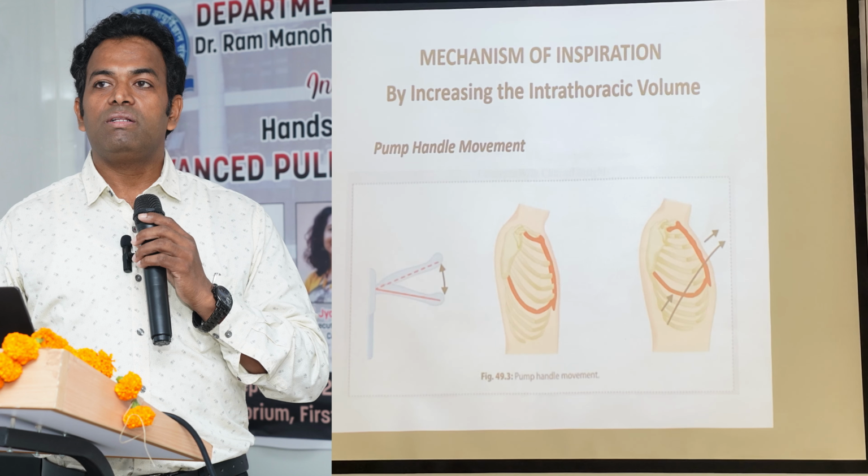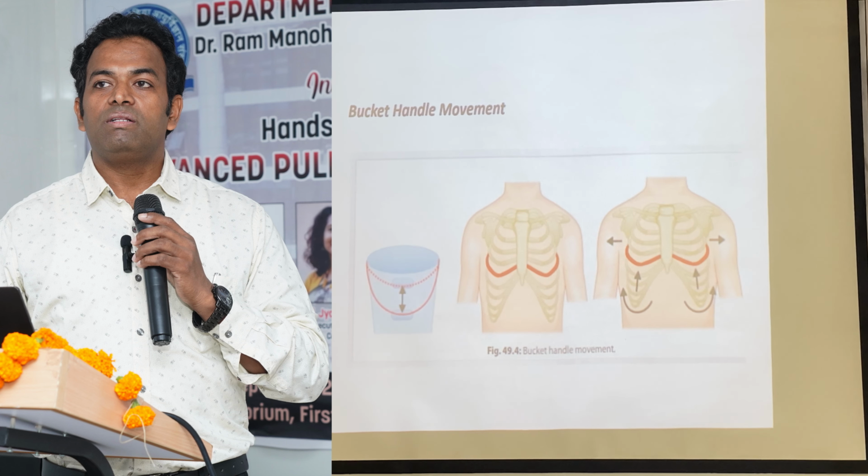Another is the bucket handle movement. This occurs in the 7th to 10th ribs. During inspiration, the ribs move outward and upward, and this increases the transverse diameter. So both these mechanisms increase the intrathoracic volume, and once the intrathoracic volume increases, it decreases the intrathoracic pressure because of Boyle's law, and due to the negative intrathoracic pressure, it causes the movement of air inside the lung.